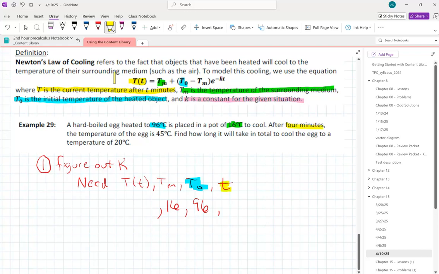And the temperature at that future time is 45. Everybody feel good? So now I'm going to go ahead and plug these numbers into my formula.